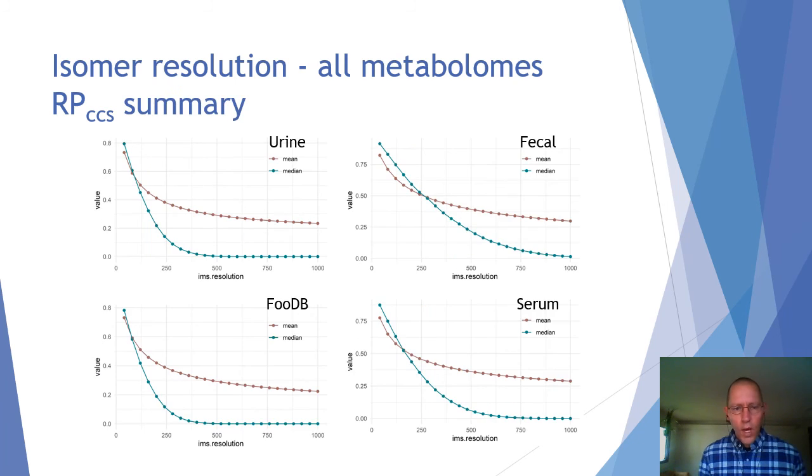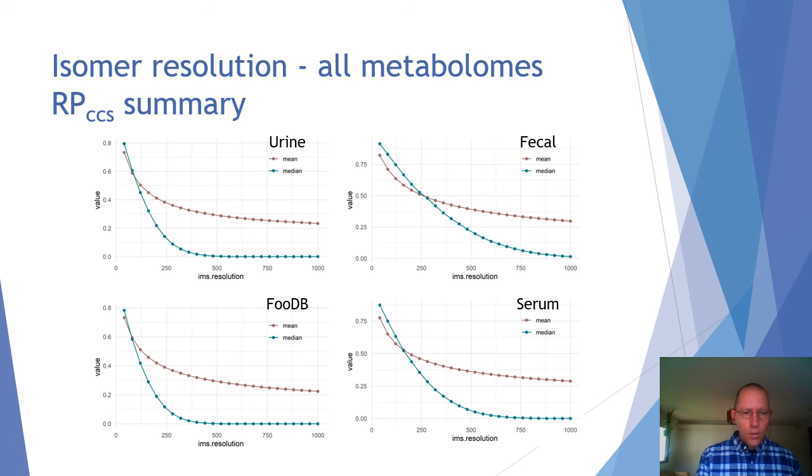Look at this in a more quantitative fashion. We look at all the resolution values between 40 and 1,000 in increments of 40. We can sort of derive an estimate of where we want to be. So if we're looking at our median curve, this curve can be interpreted as a 50% chance of resolving any given isomer pair. And if you draw a line across at 0.1 and see where it crosses for each metabolome, you can see that this is going to differ for each metabolome.